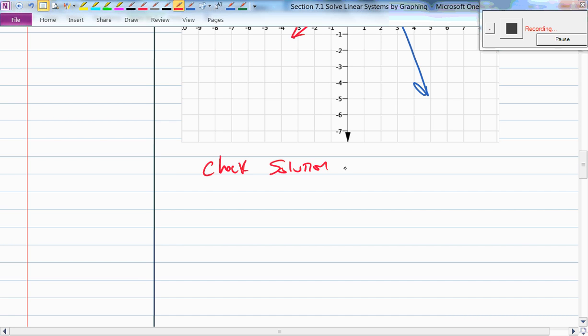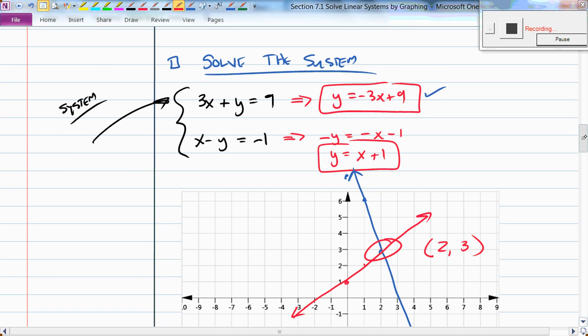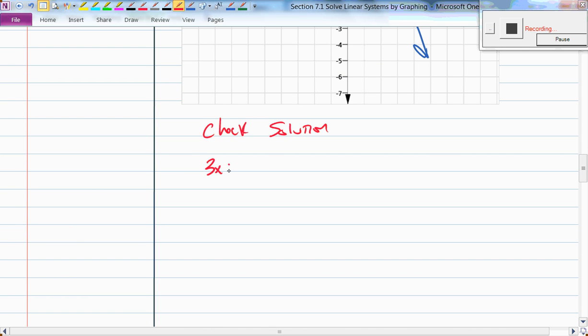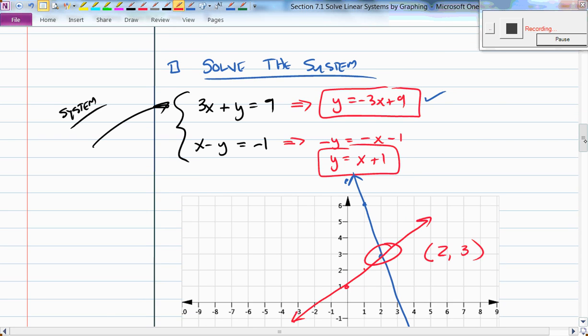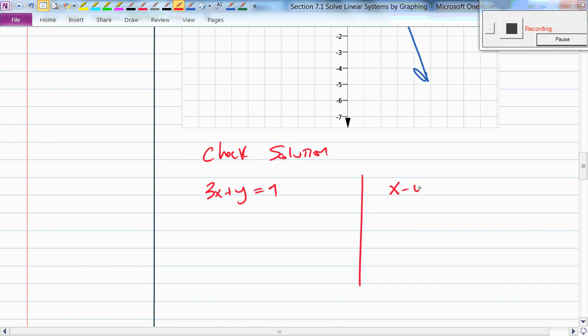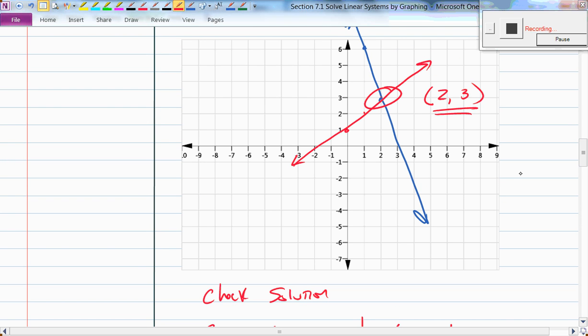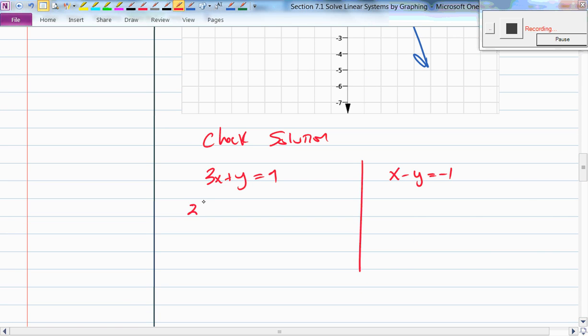Now remember, this was the system I had before: 3x plus y equals 9, and the other one was x minus y equals negative 1. What I'm going to do is test this point 2, 3 in each of those. This is my x, this is my y. So 3 times 2 plus my y of 3, does that equal 9? 3 times 2 is 6, plus 3 equals 9. Yep, 9 is equal to 9. That is a true statement.